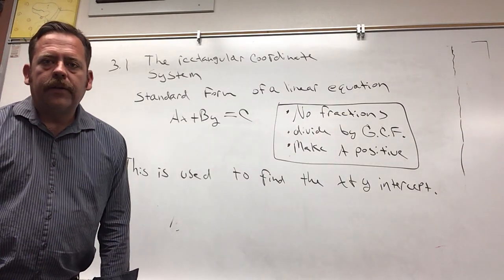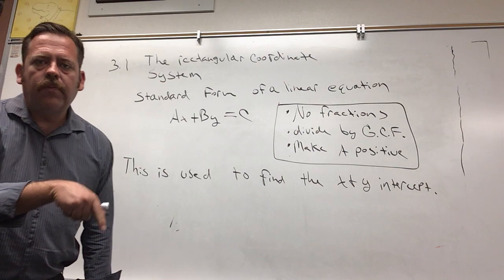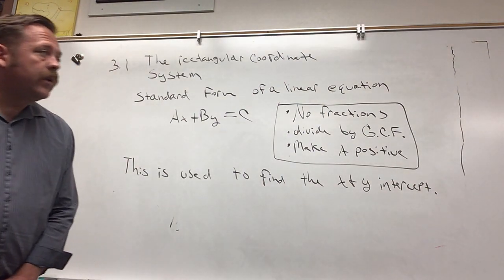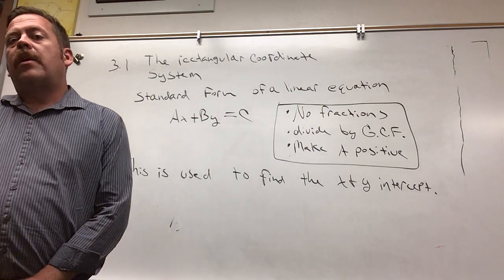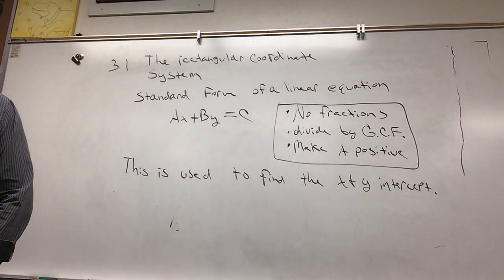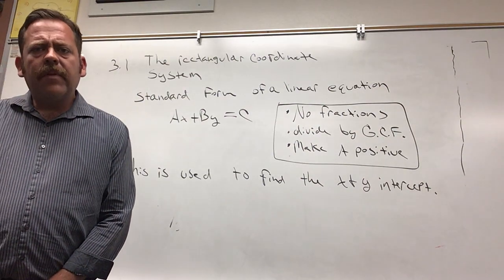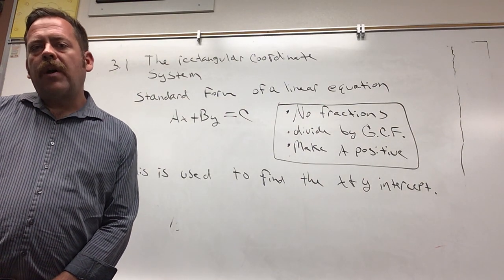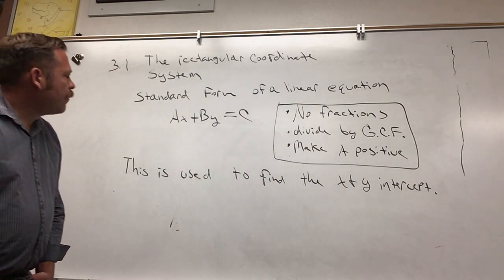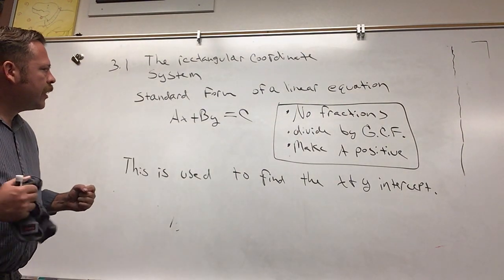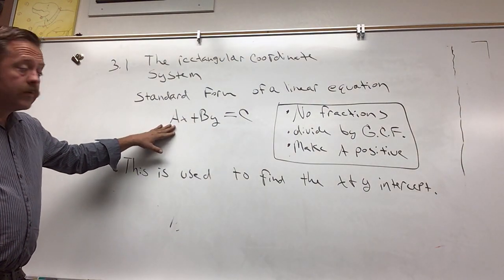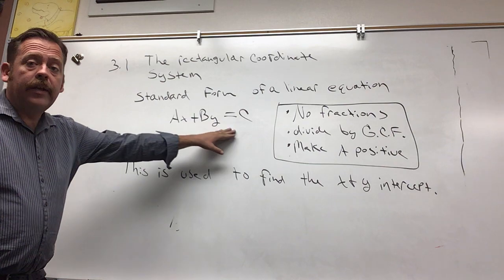Okay, welcome back. So the next part of 3.1 that I want to talk about is standard form of a linear equation. There's some famous forms for linear equations. I'm sure you remember slope-intercept form. You may remember standard form. It's not quite as popular, but it's still useful for a certain thing. So standard form of a linear equation is this: Ax + By = C.